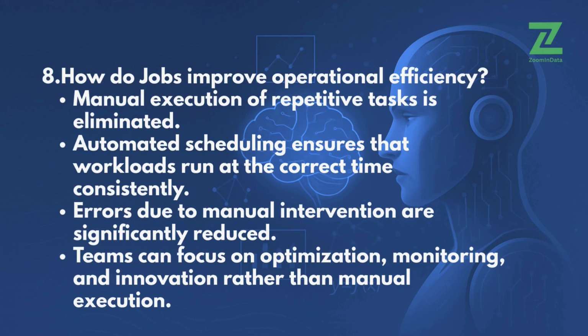How do jobs improve operational efficiency? Manual execution of repetitive tasks is eliminated. Automated scheduling ensures that workloads run at the correct time consistently. Errors due to manual intervention are significantly reduced. Teams can focus on optimization, monitoring, and innovation rather than manual execution.